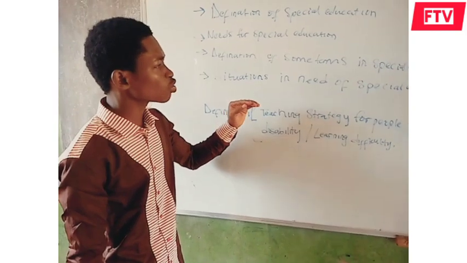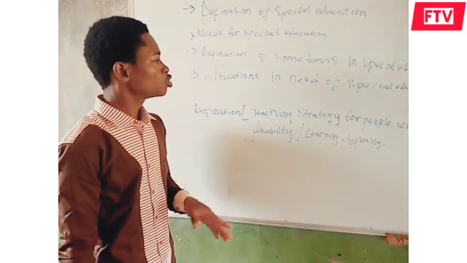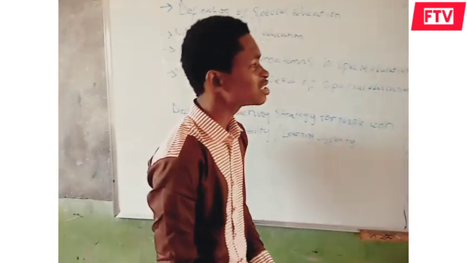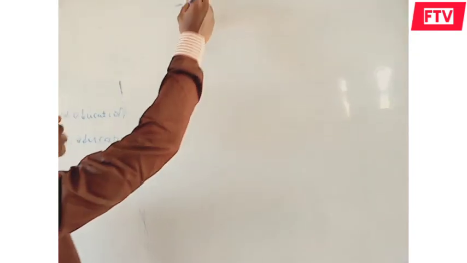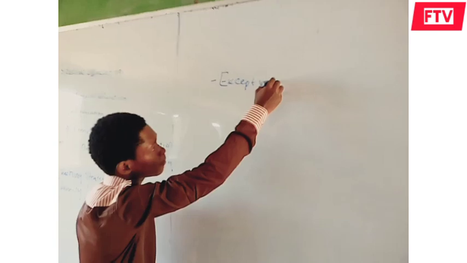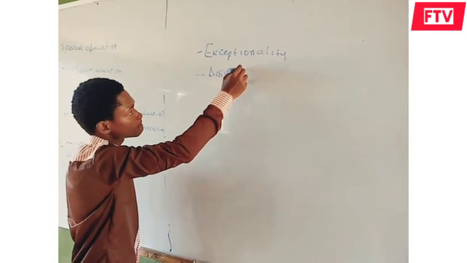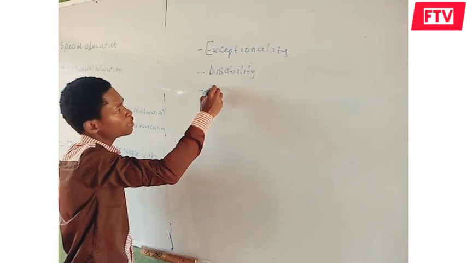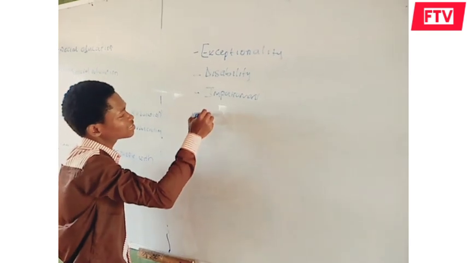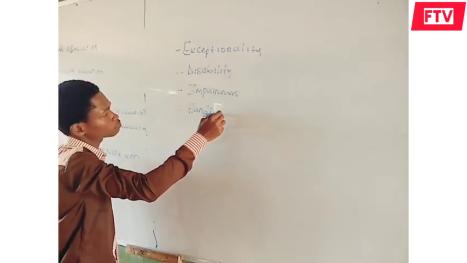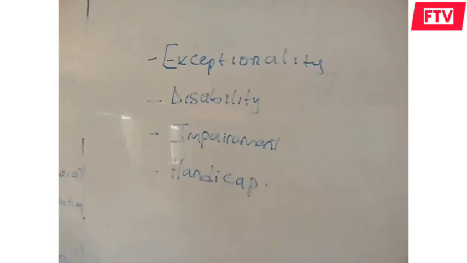Let's go to the next one, which is definitions of some terms in special education. We have some terms to take note of in special education before we move to situations in need of special education. Now, I'd like to list out those terms before we continue. We have exceptionality, disability, impairment, and handicap.